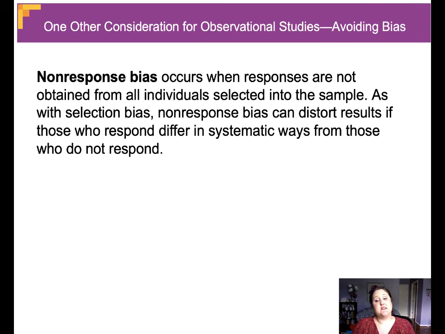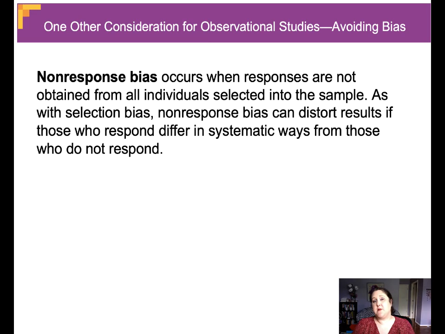And then our non-response bias. This happens when our responses are not obtained from all individuals selected in the sample. Now, this is different from selection bias because selection bias, the actual collection of the sample, is eliminating or excluding some individuals in the population.